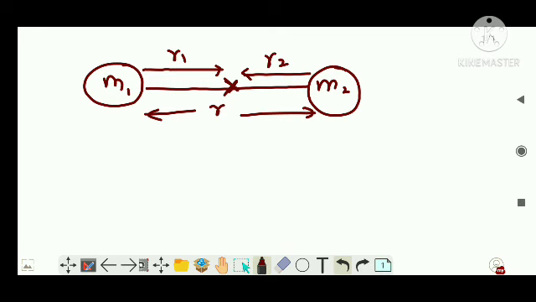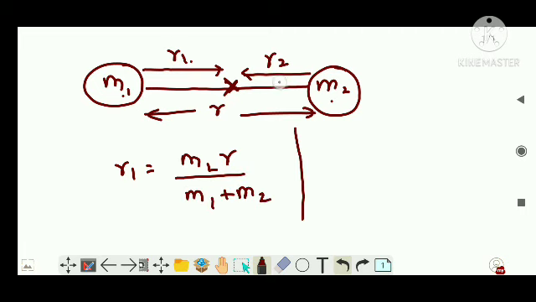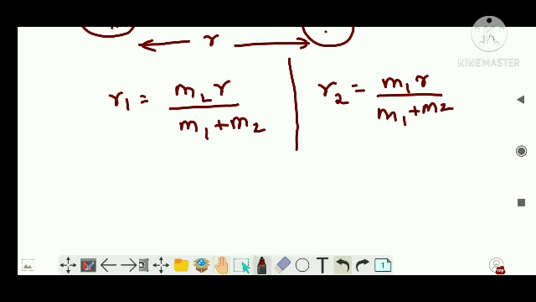This much clear? Now what can I say about r1? Position of center of mass from m1, right? So I can write it as m2 into what? R divided by m1 plus m2, right? Similarly, what is r2? Position of center of mass from m2. So that is m1 into r divided by m1 plus m2, right? We just talked about it.